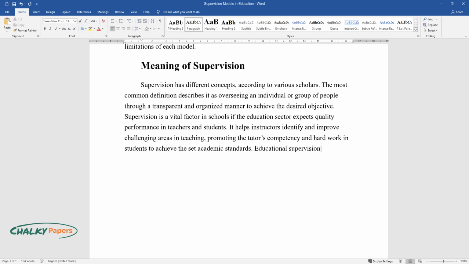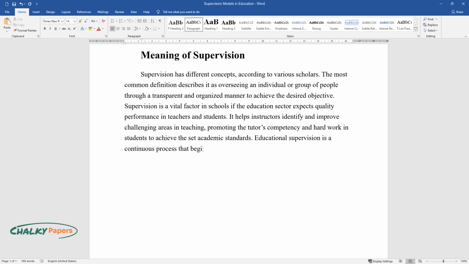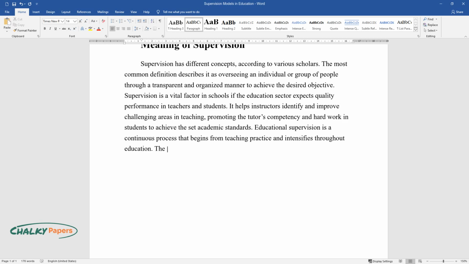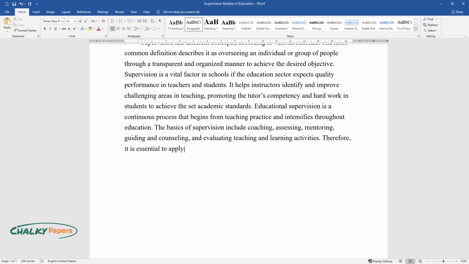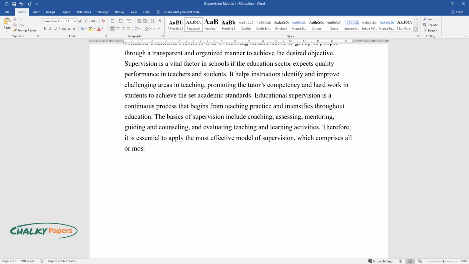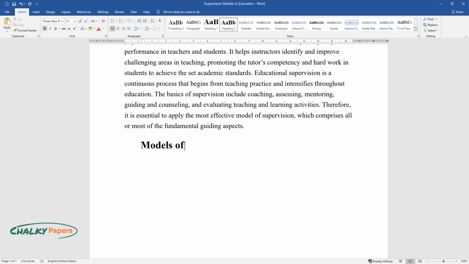Educational supervision is a continuous process that begins from teaching practice and intensifies throughout education. The basics of supervision include coaching, assessing, mentoring, guiding and counseling, and evaluating teaching and learning activities. Therefore, it is essential to apply the most effective model of supervision, which comprises all or most of the fundamental guiding aspects.